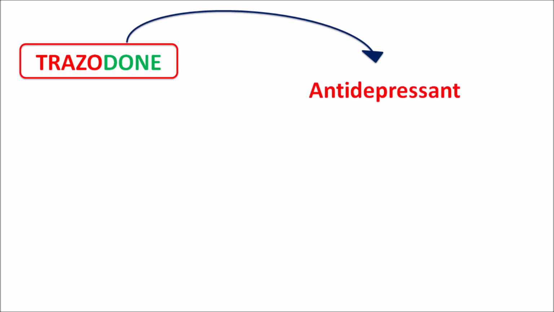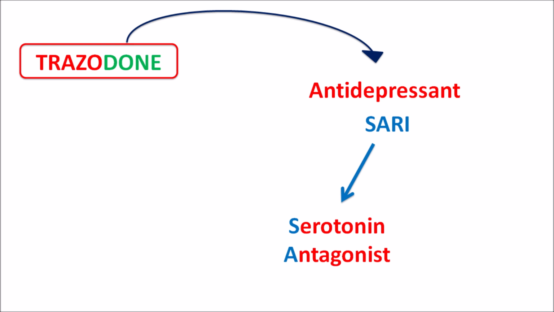What is this drug Trazodone? Trazodone is an antidepressant which is classified as SARI. The first two letters SA indicate this drug is a serotonin receptor antagonist, and the last two letters RI indicate this drug is a reuptake inhibitor of serotonin. In this way, Trazodone acts as both a serotonin receptor antagonist as well as a reuptake inhibitor.